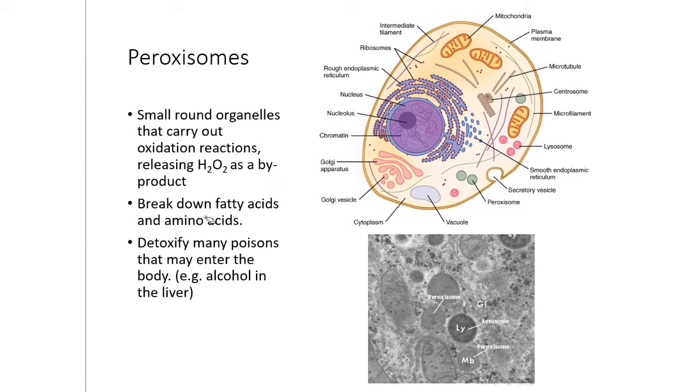So the peroxisomes are important for breaking down fatty acids and amino acids, and they help detoxify many poisons that enter the body, such as alcohol in the liver. You might feel like this is very similar to the function of the lysosome. It kind of is, right? There is a little bit of overlap, but it's important to know that the peroxisome is not part of the endomembrane system. And in fact, plant cells do have peroxisomes, but they do not have the lysosome.